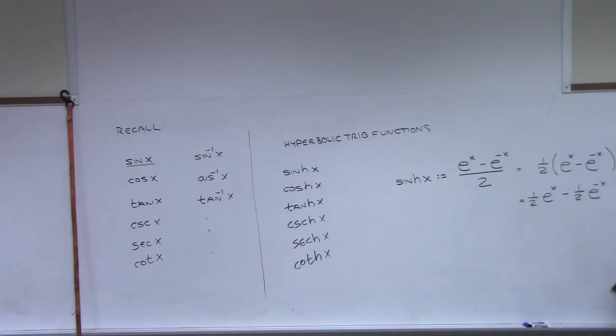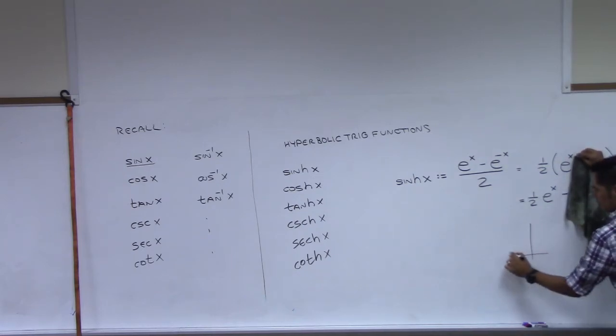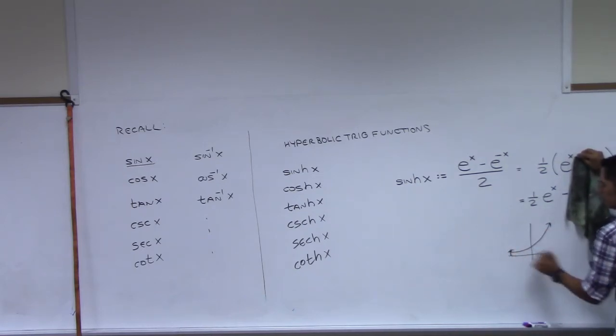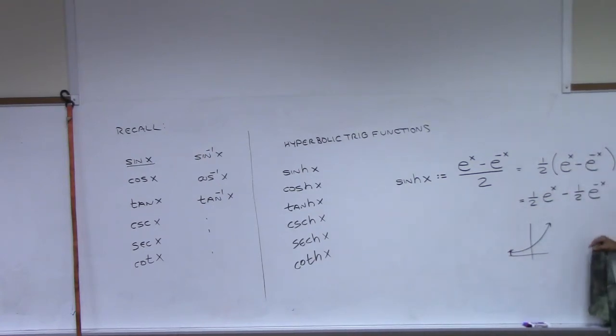Do you know what this function looks like? E to the x? You should, right? It does something like that. Exponential, whoosh, like this. And then do you know what e to the negative x looks like? It's actually a reflection of that one. It goes like that instead.